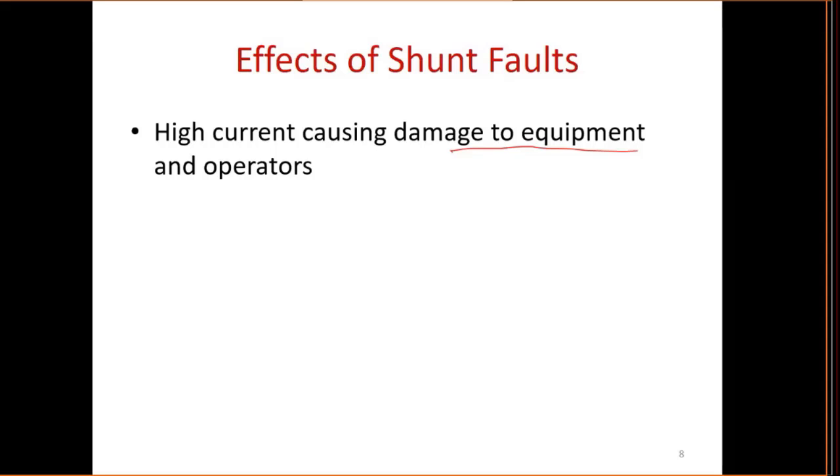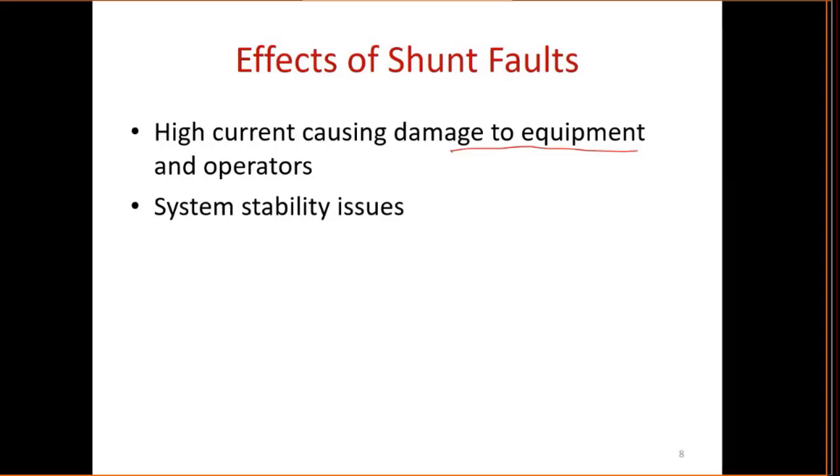Sometimes in the field it has been observed that in transformers the winding has been damaged. The winding was quite bent, right? And also in generators a similar phenomenon happens. And it also causes damage to the operators in the system, those who are doing the operation. It has a harmful effect on them. Then next, it causes system stability issues.